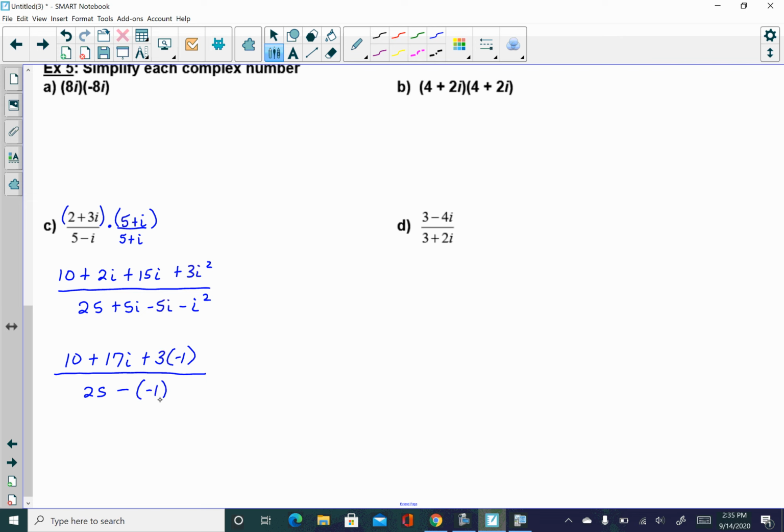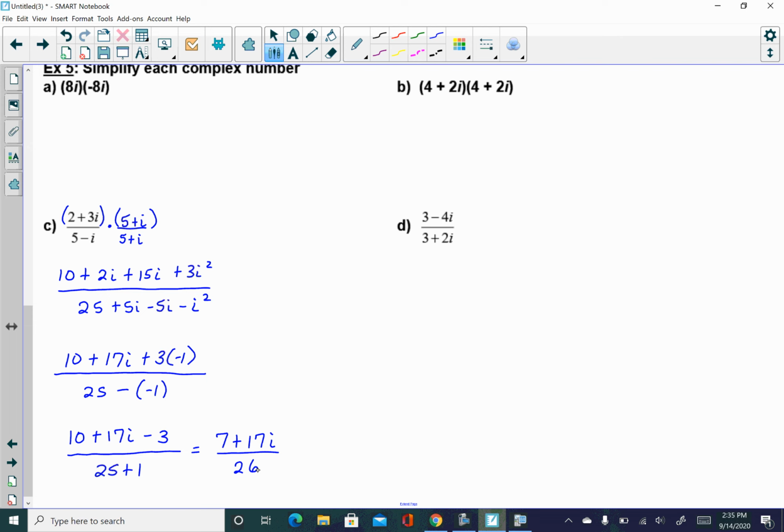Okay. Now, clean up again up top. This would be 10 plus 17i, 3 times negative 1. So that would be minus 3. Let that operation there determine your sign. So since it turns into a negative, I'm going to put minus 3. On the bottom, two negatives side by side turn into a positive, so I have 25 plus 1. All right, so now 10 minus 3 up top gives me 7 plus 17i, and then on the bottom I have 25 plus 1, which of course is 26.